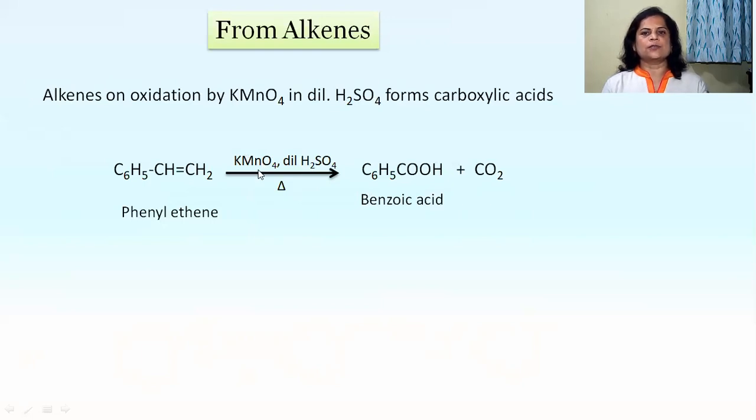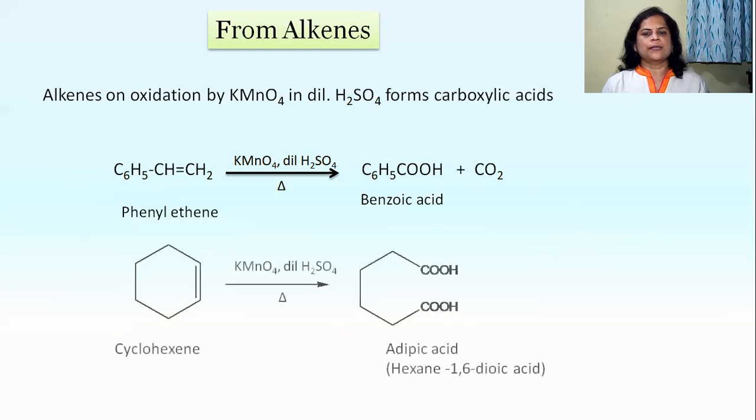C6H5CH remains as it is. Only what we change here is that a double bond forms in the structure of phenylethene, and one carbon is removed in the form of CO2. So this is a reaction for the preparation of benzoic acid from phenylethene. One more example, cyclohexene.